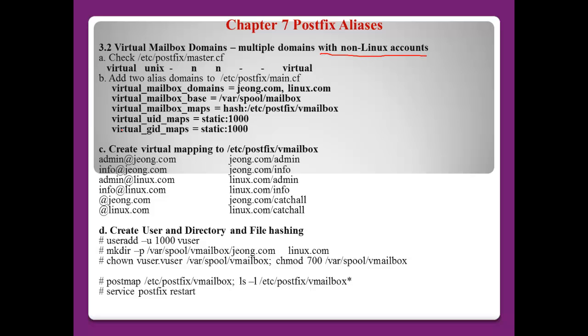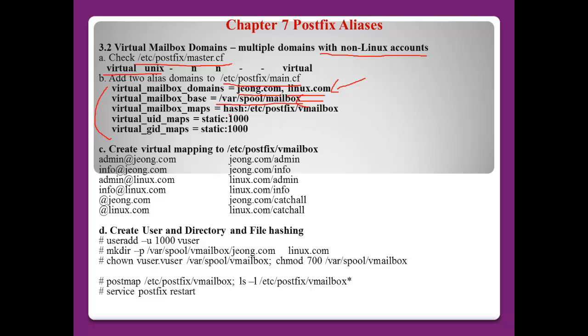So in the virtual mailbox domains, we will not use the Linux account. First, check master.cf here, virtual, and after that, /etc/postfix/main.cf, we have to configure this kind of information. First one, mailbox domain is the same, junk.com and linux.com. And the mailbox base, in my case, /var/vmail/mailbox. So all the mails to this domain will be saved here.